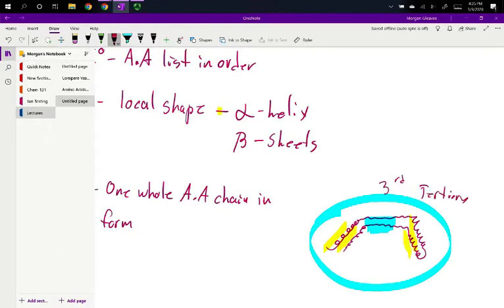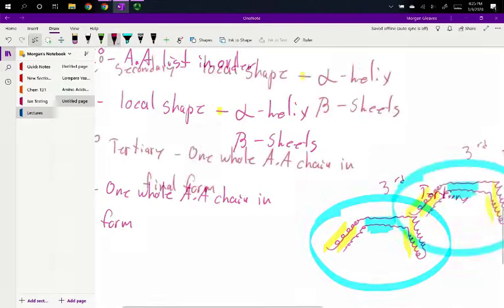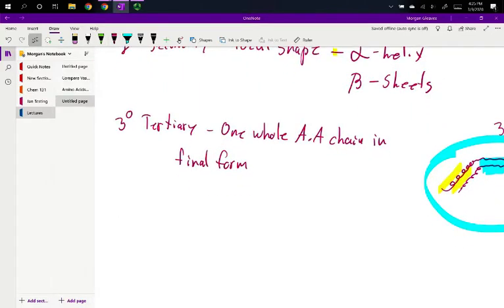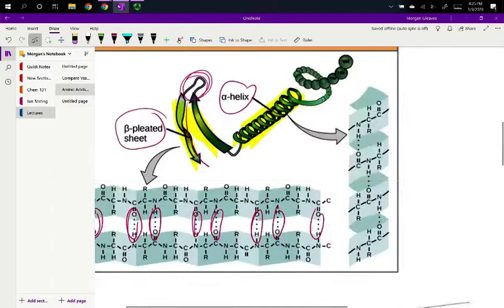Tertiary is the one whole protein chain in all of the different ways that it curls up, looking at the whole thing. Which, well, why do I specify one whole amino acid chain? Go back to our amino acids here.